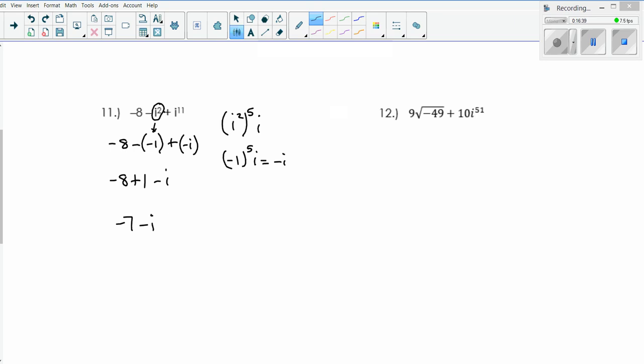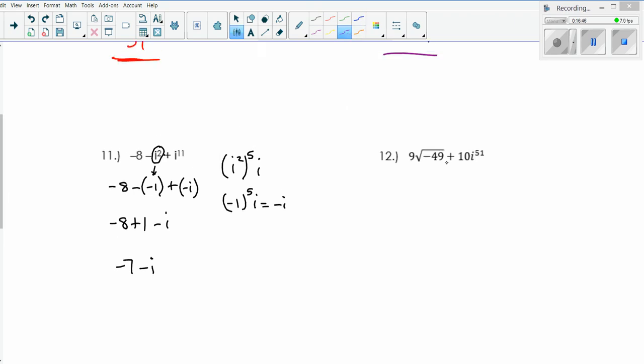Alright, if you haven't already done 12, again, try number 12 before you watch me do it. See if you can do it yourself and check yourself. 2 days ago, we talked about how to simplify radicals, and right here, we should see that that's a perfect square, but it's negative. Remember, we can't take the square root of a negative number, not in the reals at least. So what we do is we take it out. The square root of 49 is 7, but because we can't take the square root of a negative, it's an imaginary 7, so 7i. Remember, when you take it out, you have to multiply. So 9 times 7 gives me 63i plus 10 times, and I need to figure out what i to the 51st is. So that would be i squared times 25, so that's 50, with another i.